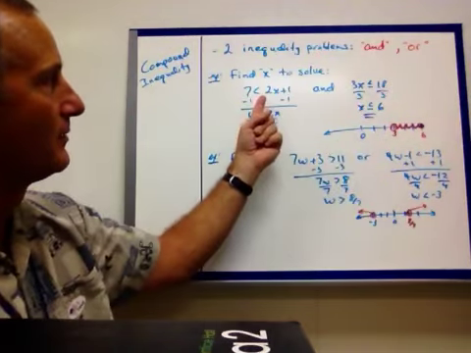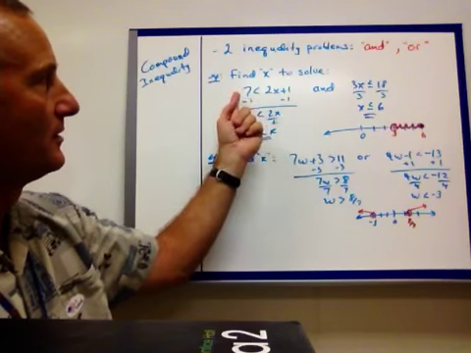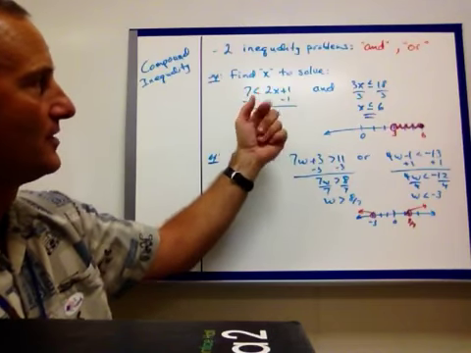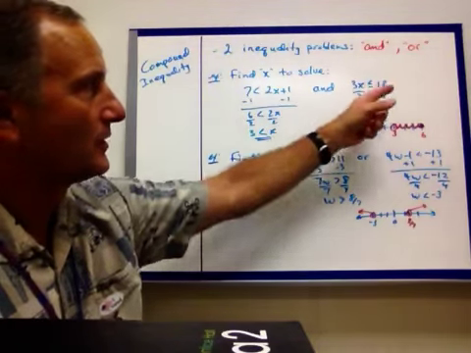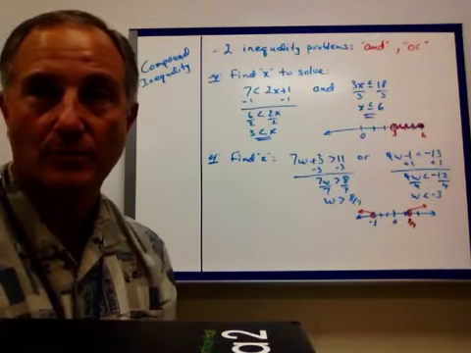If you put 4 into here, you're going to get 8 plus 1 is 9. Is 7 less than 9? Yes. If you put 4 in here, is 12 less than or equal to 18? Yes. So it solves them both.